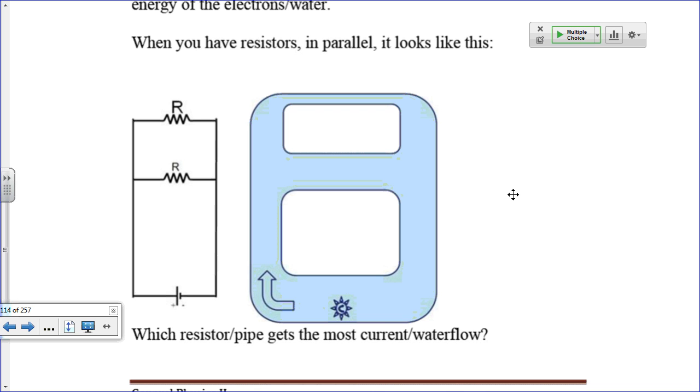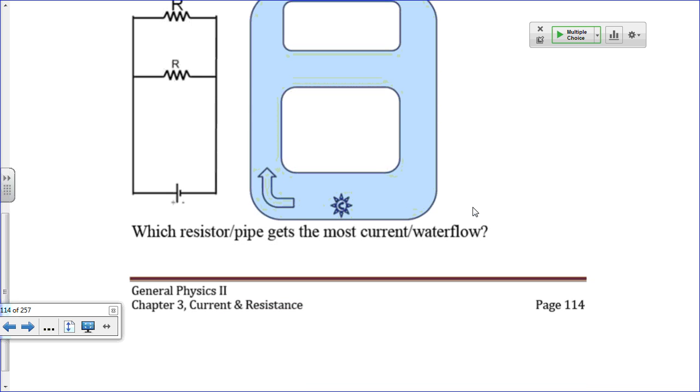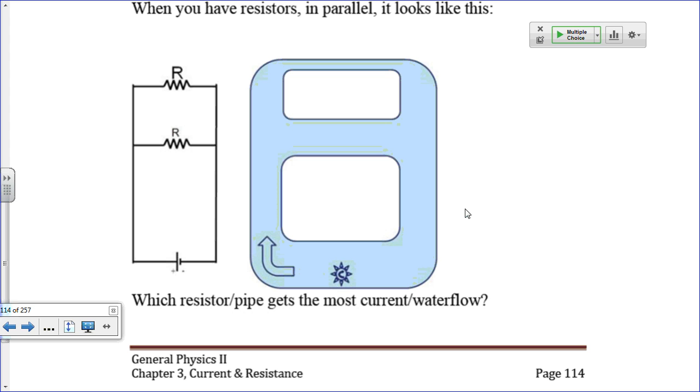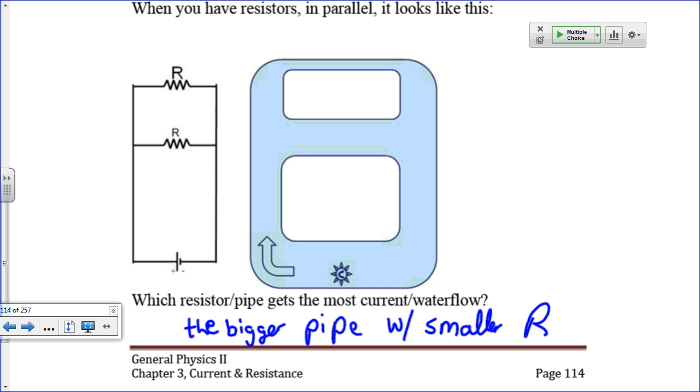So this is like the one with the lower resistance, and so it's going to get more water flow. Similarly here, this resistor will still see the same amount of energy from this battery, but it's going to get a larger amount of current if it has a smaller resistance, like this part of the pipe. We'll get into this with circuits in the next chapter. So here, the one that gets the most water flow is the bigger pipe, with the smaller resistance. It resists the flow of electricity less, so it gets more current flowing through it.